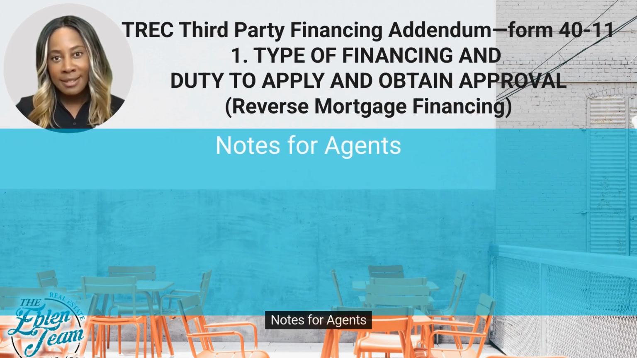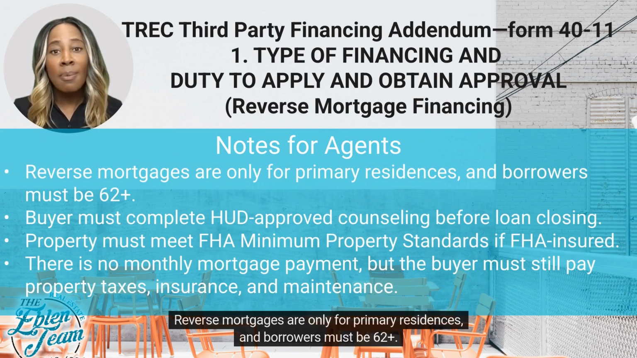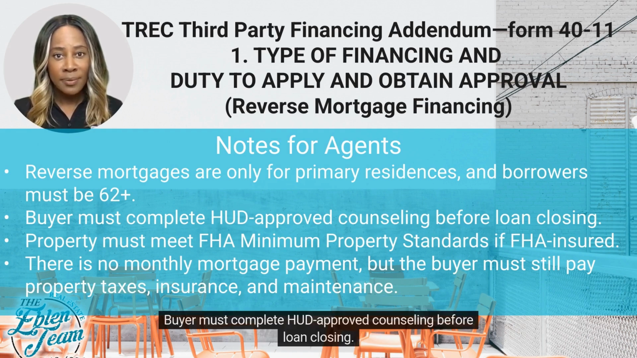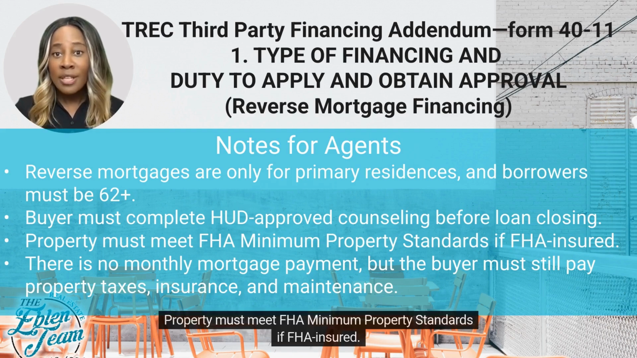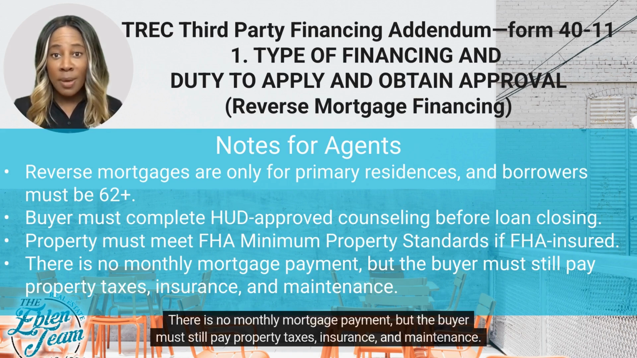Notes for agents. Reverse mortgages are only for primary residences, and borrowers must be 62 plus. Buyer must complete HUD-approved counseling before loan closing. Property must meet FHA minimum property standards if FHA insured. There is no monthly mortgage payment, but the buyer must still pay property taxes, insurance, and maintenance.